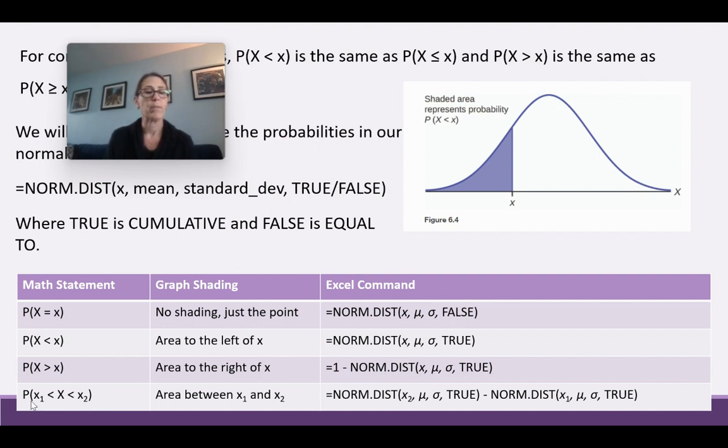If we're looking for the probability that our variable is between two numbers, x1 and x2, then we would have two values indicated on the graph, and we would shade in between those two. We'll see an example of that in a minute. And we would do the normal distribution formula twice and subtract the values. So here I have it in one cell. You do the normal distribution formula with your bigger number, x2, mu, sigma, true, minus the distribution for your smaller number, x1, with mu, sigma, and true as well. And then that will calculate the area in between.